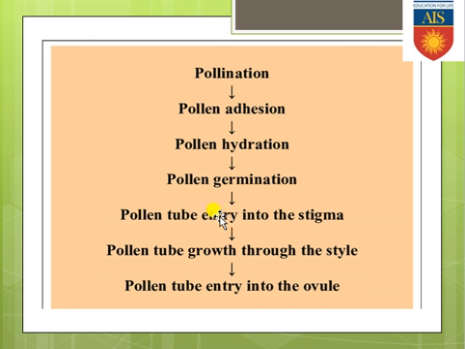Next, after pollen hydration, obviously the pollen is ready for germinating. That means the inner layer of the pollen grain, the intine layer, starts coming outside and forms the pollen tube, and this is biologically known as pollen germination. After pollen germination, the pollen tube that is formed enters the stigma and then the style portion. Then pollen tube growth starts through the style, moving towards the ovary portion, and for pollen tube entry into the ovule, the pollen tube enters at last into the ovule through the micropylar aperture.